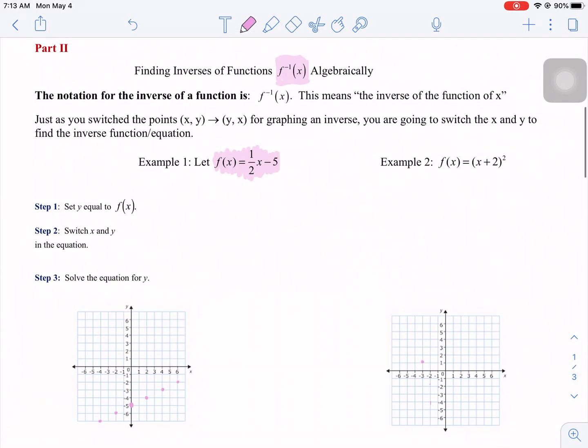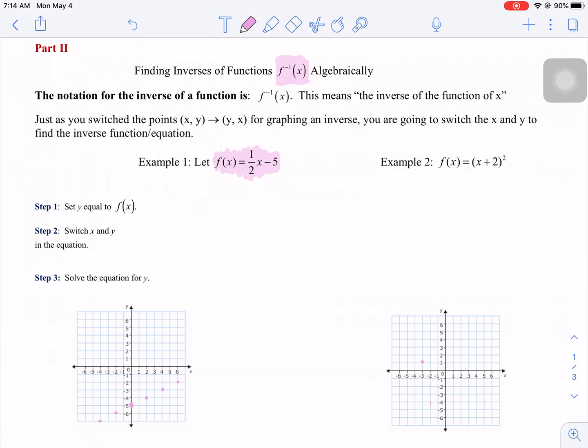All right, we're going to talk now about how to find the inverse algebraically. So the notation for the inverse of a function is f to the negative 1 of x. And this literally means the inverse of the function of x. So you're going to see this notation a lot. It just means find the inverse. So just as you switch the points (x, y) to (y, x) for graphing an inverse, we're going to switch the x and y in our equation, and that's how we're going to find the inverse.